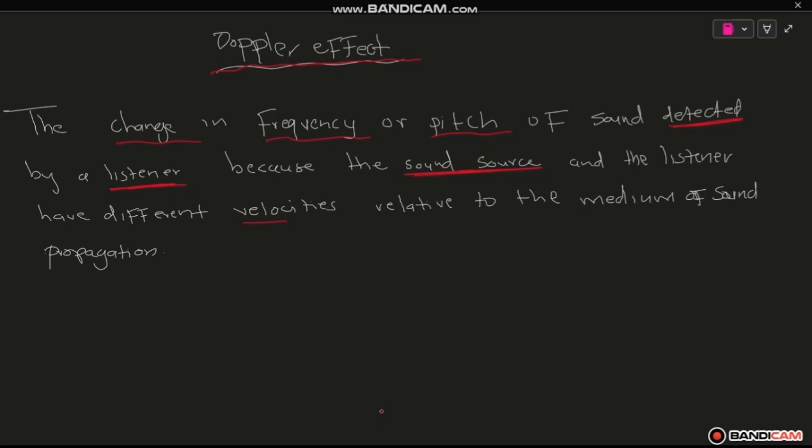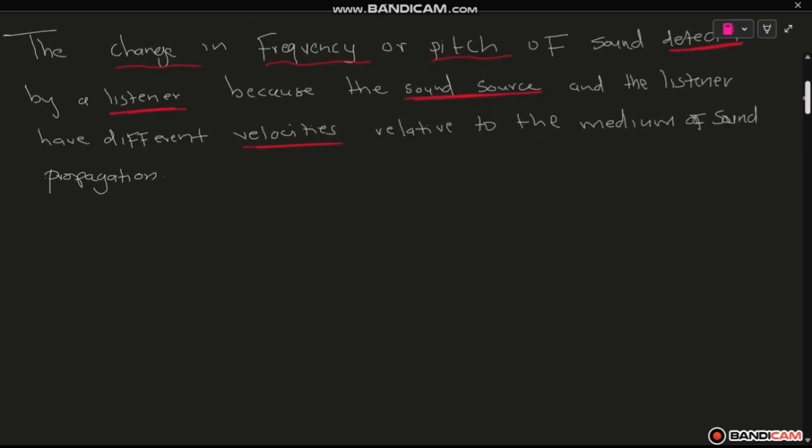So, the sound source and the listener have different velocities relative to the medium of sound propagation, meaning that the velocities of the sound source and the listener will be different. So this is how you define it. I hope it makes sense.